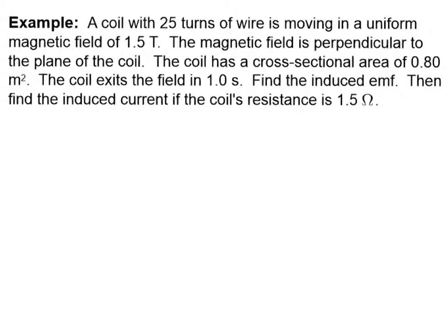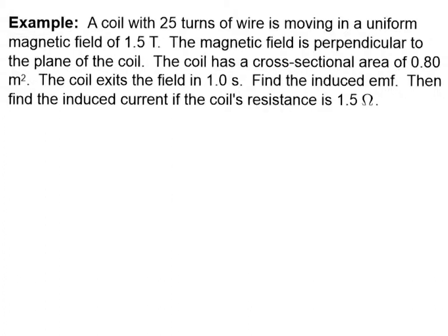Let's try an example together using this equation. We have a coil with 25 turns of wire moving in a uniform magnetic field of 1.5 Tesla. The magnetic field is perpendicular to the plane of the coil. Okay, that's nice. That lets us know that our theta is going to be equal to 0. The coil has a cross-sectional area of 0.80 meters squared. The coil exits the field after 1 second. It exists there for 1.0 seconds. Find the induced EMF, and then find the induced current if the coil's resistance is 1.5 ohms.